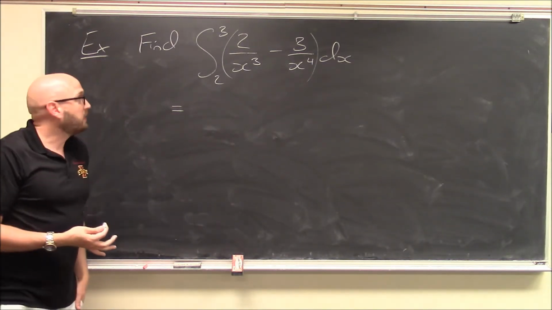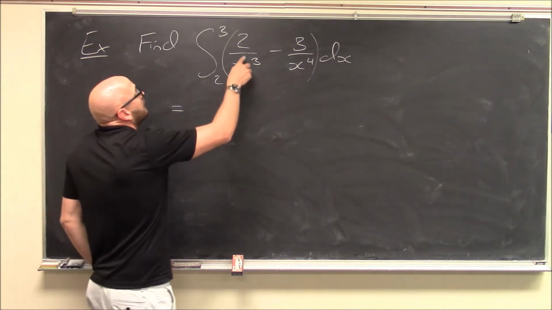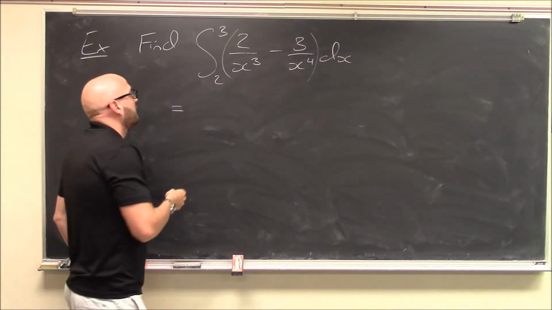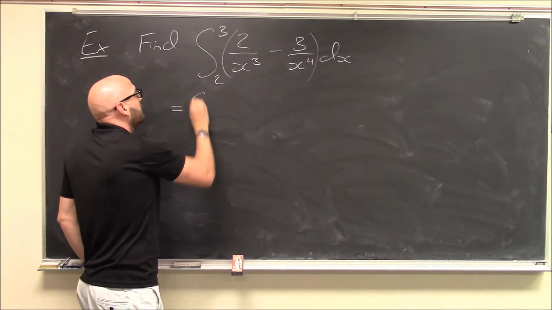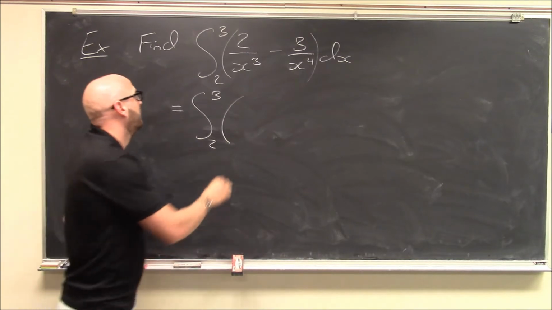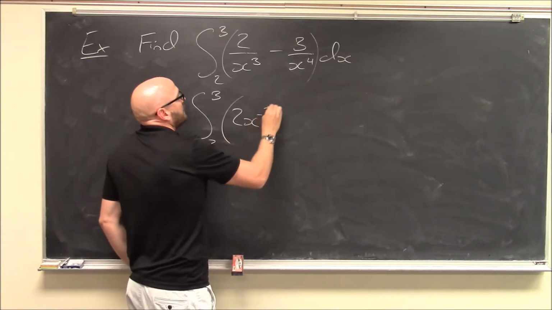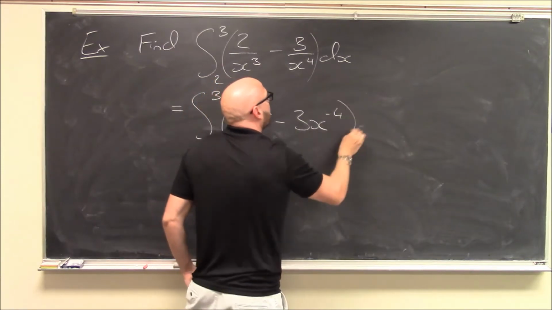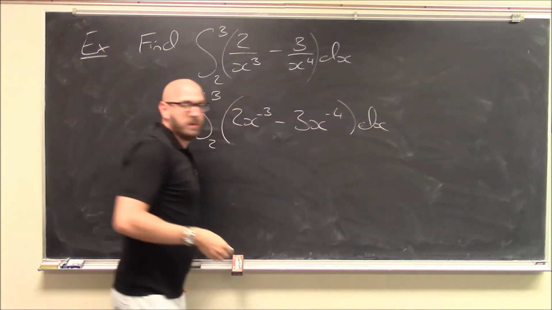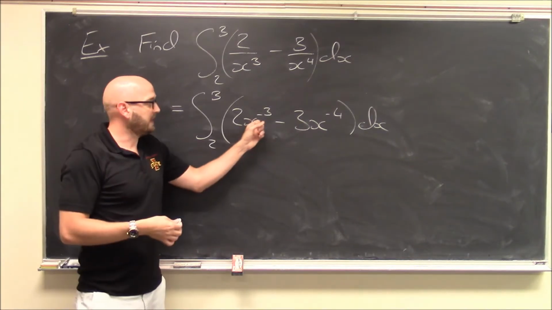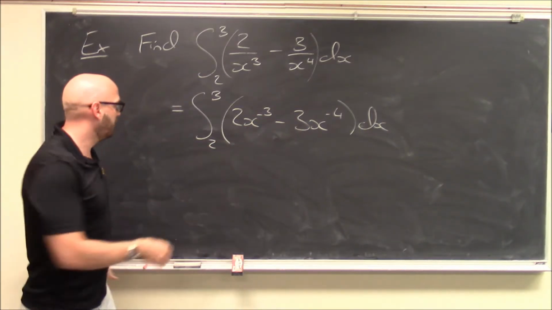So just going through this quickly, I don't know how to find antiderivatives of 1 over x cubed or 2 over x cubed, but I can work with powers of x. So I'm going to transform this into something I know how to work with, which is 2x to the minus 3 minus 3x to the minus 4. And now we can find antiderivatives of these just using our standard power rule, right? Increase the power by 1, divide by the new power.